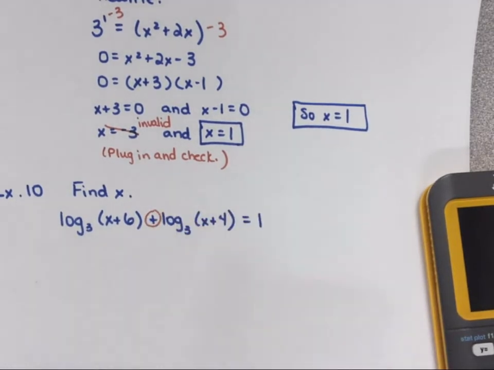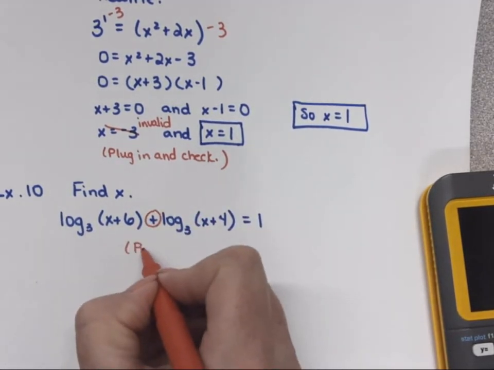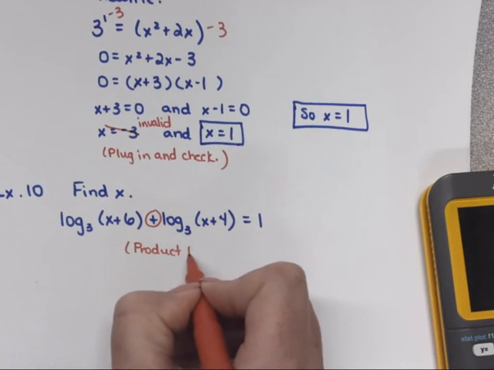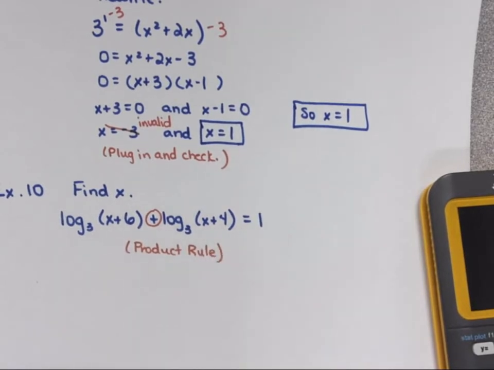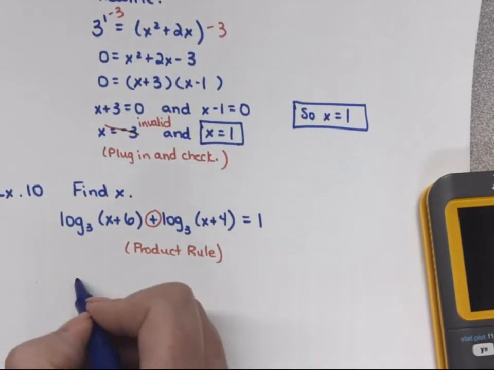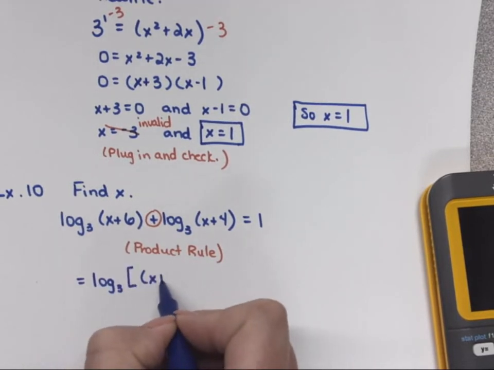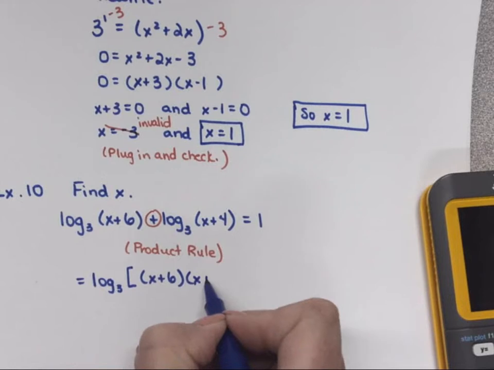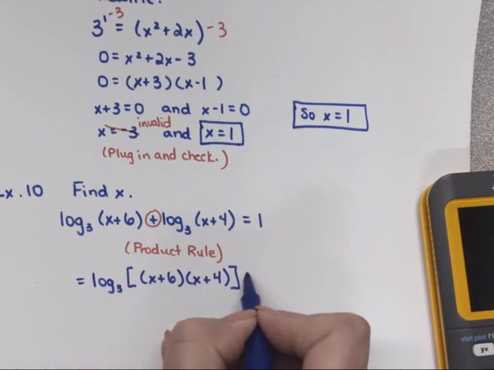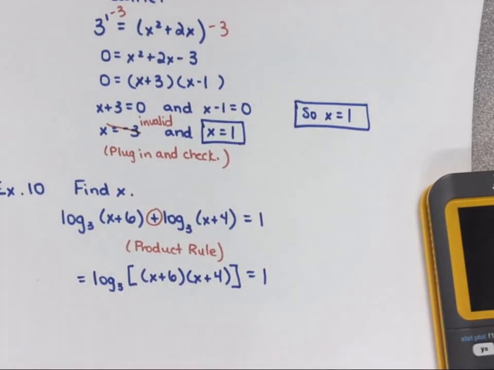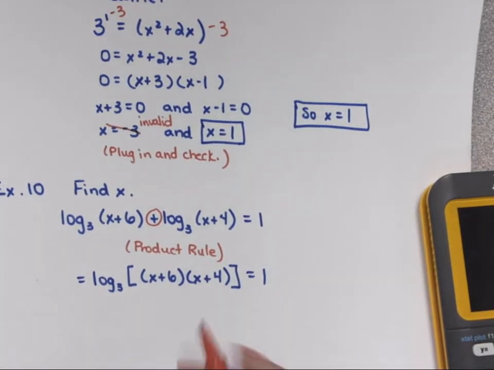Okay, so because of this plus sign, what rule do I need to use first? Product rule. So when I combine those, I'm not going to change the base. It's going to be log base 3. But I'm going to have to do x plus 6 times x plus 4. Notice I used a bracket because I already had so many parentheses. So notice here I can do what 4-letter process? FOIL.